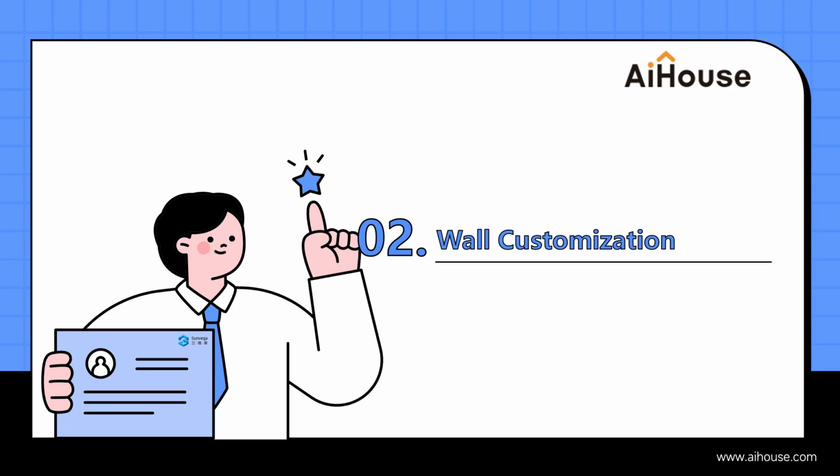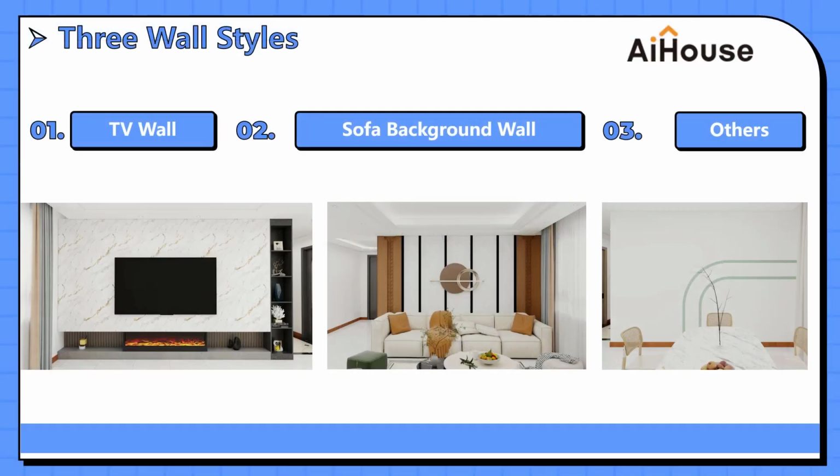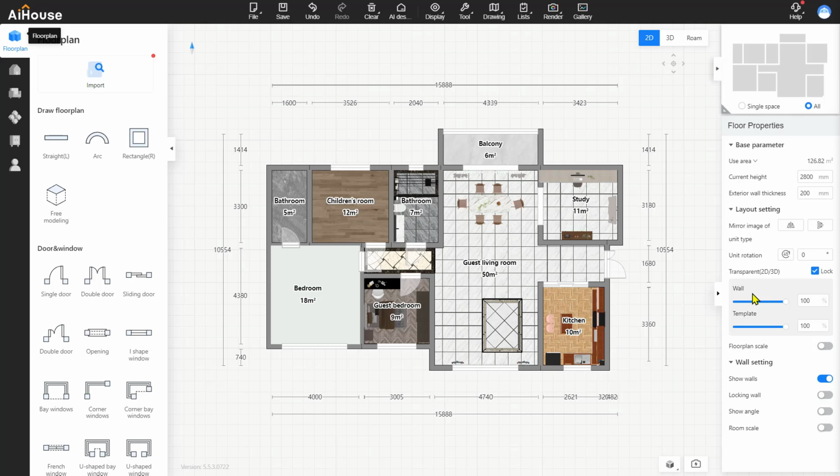In this video we are going to talk about wall customization. Here you can see three types of wall. The first one is the TV wall, the second one is the sofa background wall, this one, and the third one is this simple wall. So now let's get into our AiHouse designs to see how to customize these walls. The customization will be done on this floor plan.